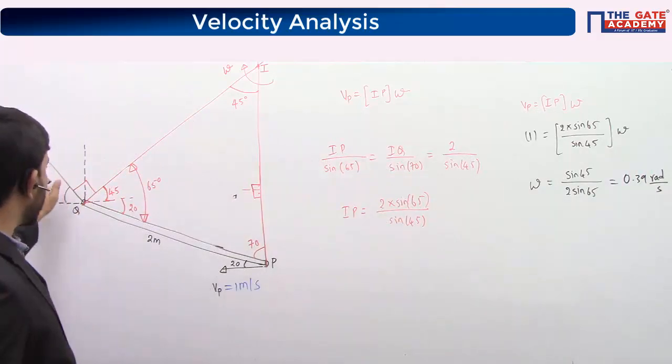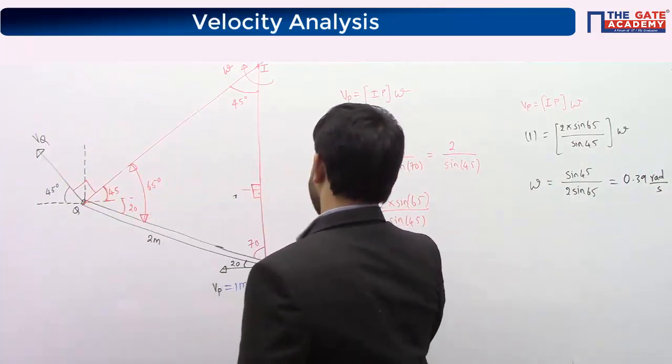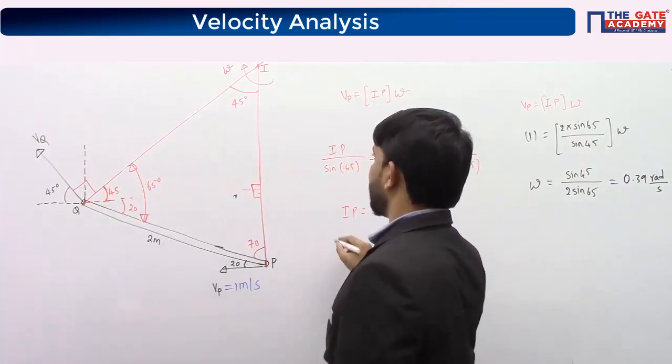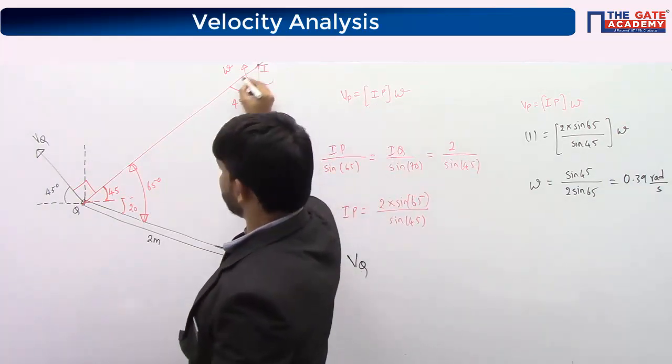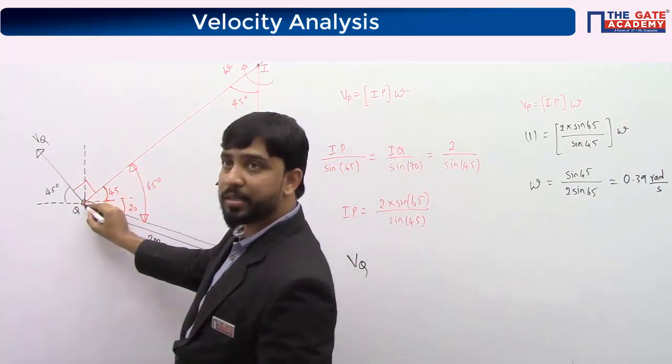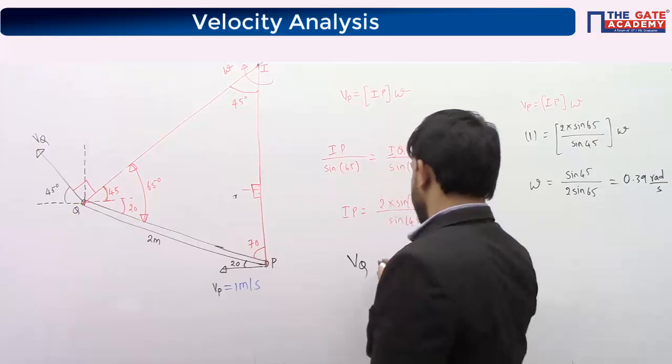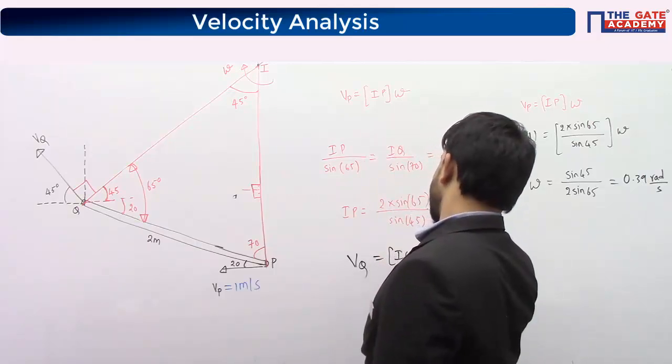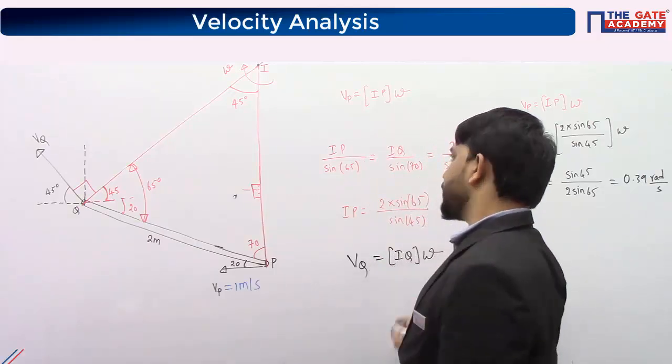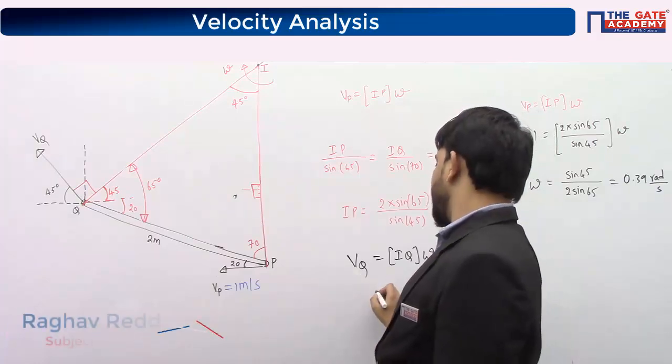So try to find out velocity of point Q. So velocity of point Q is r times omega. Okay. This is the center of rotation. Radius is this distance. This is the radius multiplied by omega. Velocity of point Q is distance of Q from center of rotation times omega. So velocity of point Q we need to find out.